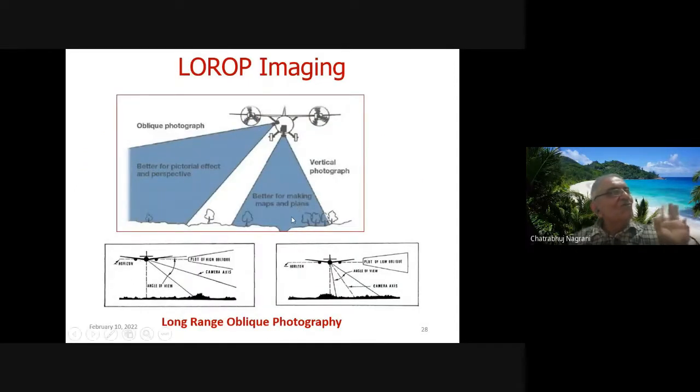Some of you would have heard the name LOROP, that is long range oblique photography. Suppose I am flying along the border, and I want to see the area beyond the border. Then I don't look straight down, but I am looking sideways, beyond my border. That type of thing is long range oblique photography. Some of the sensors mounted on aircraft, when I want to do reconnaissance, I do use this type of sensor.